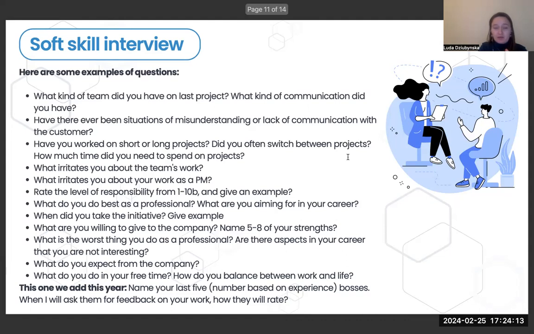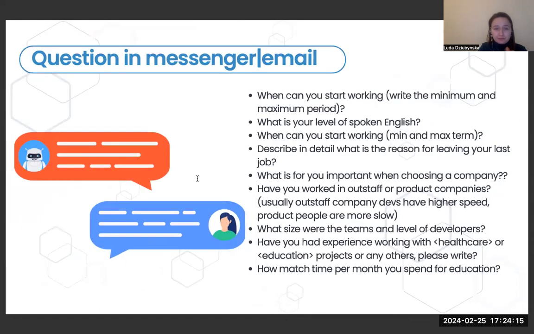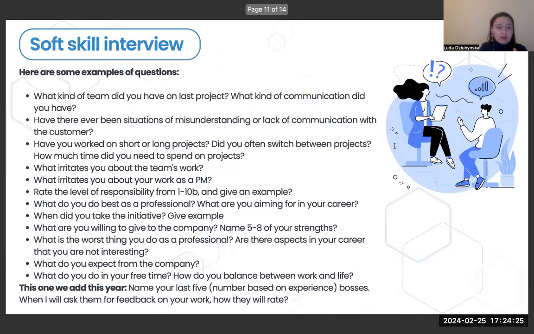Yeah, and again, the main point of these messenger questions is to very quickly cut the person who is not relevant for you. Okay, next one is the soft skill interview. On the interview, everybody tries to be perfect, but when you take them into the company, sometimes there's a gap between how the person behaved on the interview and after.